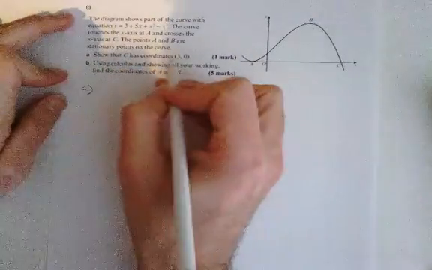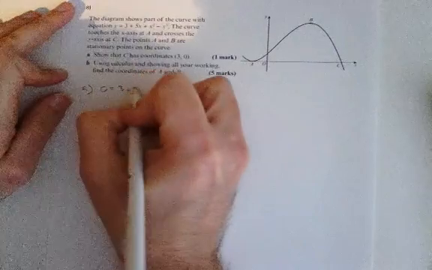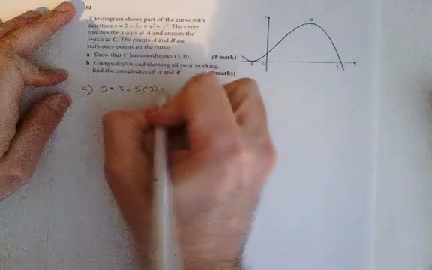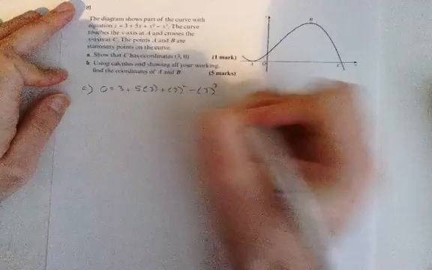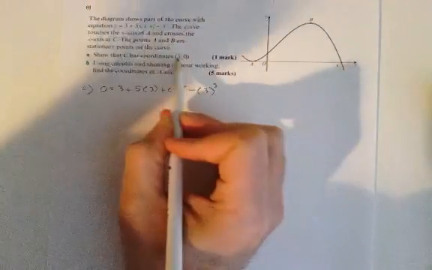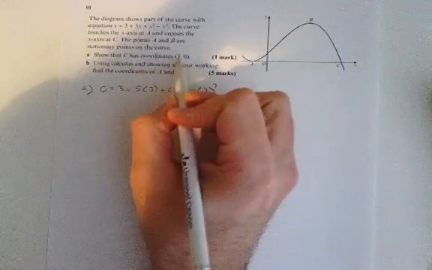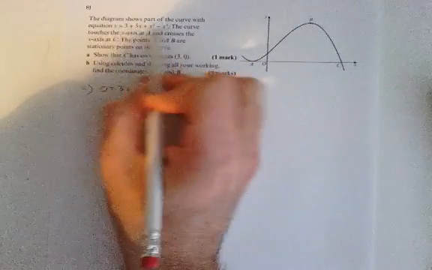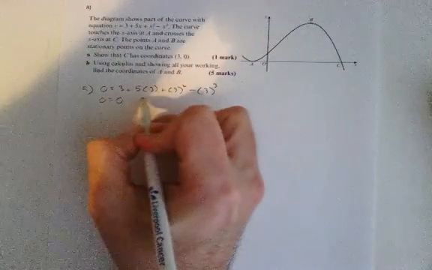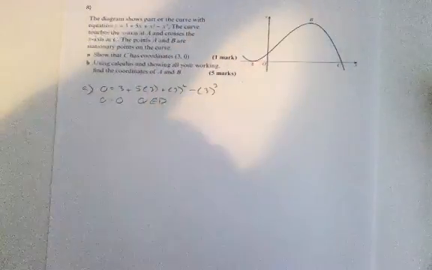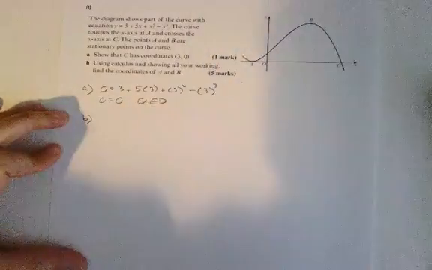Right, and then what you should have done was show that 0 equals 3 plus 5 brackets 3 plus 3 squared minus 3 cubed. And to be honest with you, if it's telling you to show this, you don't really even need to work this out. You know that x equals 3, y equals 0 must work in that equation. So you can just put 0 equals 0 and then your QED, which basically says I've proven what you've asked me to prove.